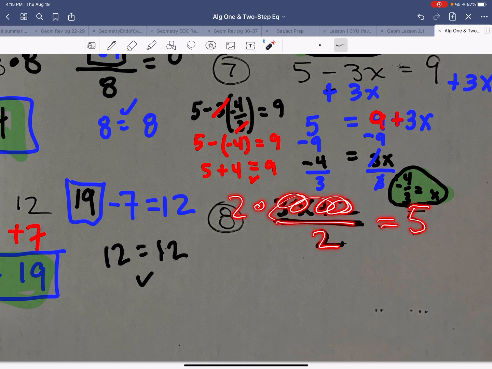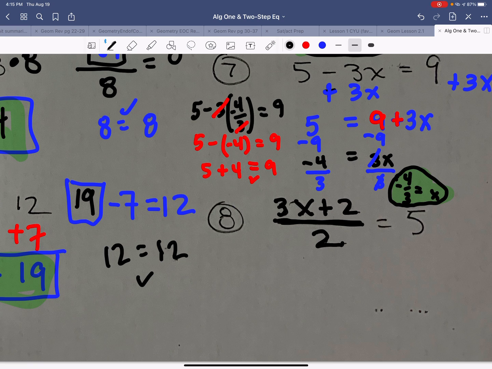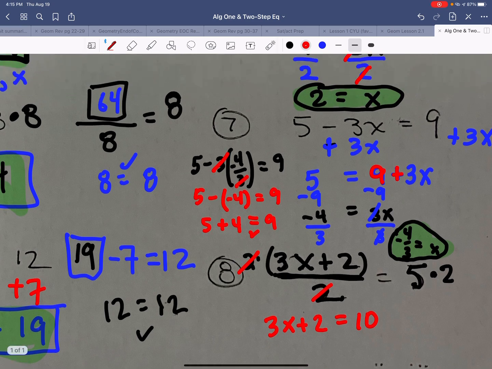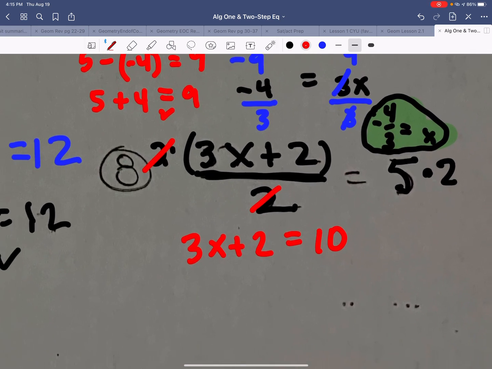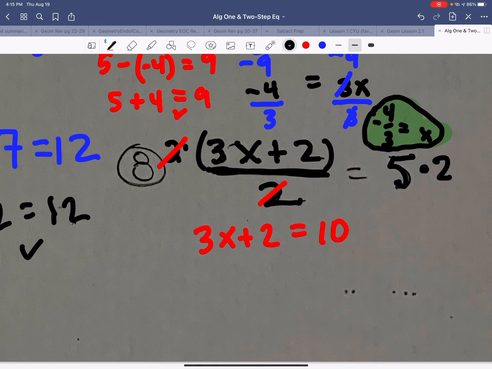So we want to multiply by 2 on both sides, just like we multiplied by 8 on both sides, okay? So let's multiply by 2 on both sides because we see divide, so we're going to multiply. And this would cancel. We get 3x plus 2 is 10. Now, that one step, my question number 8 looks a lot like question number 6 and question number 7 once we simplified it. All right, so here we see the x being added to 2, so we're going to subtract 2.